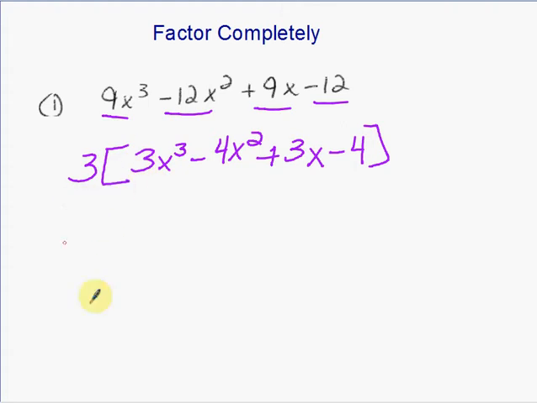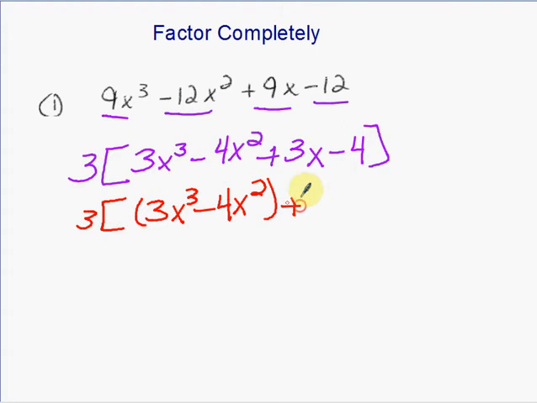The next step is to keep the 3 out here, and since there are 4 terms inside the brackets, we want to make 2 groups. So I'm going to take the first 2 terms and put them in a group, and there's always a plus right in this part in between the 2 groups. And the second 2 terms, and I'm going to make another group. Okay, and that's why it's called the grouping method. Alright, the 3 stays out there.